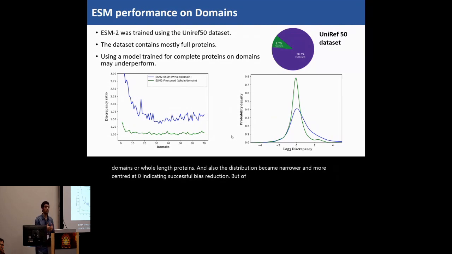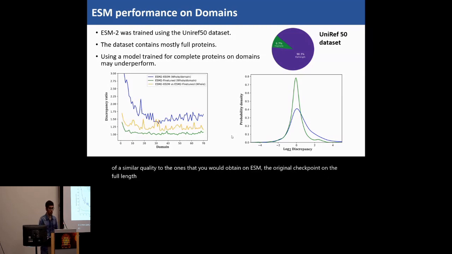But of course, maybe we just remove bias, but now the predictions are just worse than they were before. You could have the same predictions on domain and whole sequence by just predicting everything 1, for example. So we wanted to see if the predictions were still of a similar quality to the ones that you would obtain on ESM, the original checkpoint, on the full-length protein. So that's what we did here. We compared the predictions using the whole context for the same domains using our fine-tuned model and the original ESM. And there are some discrepancies in the predictions, but overall, qualitatively, the predictions are of the same quality.